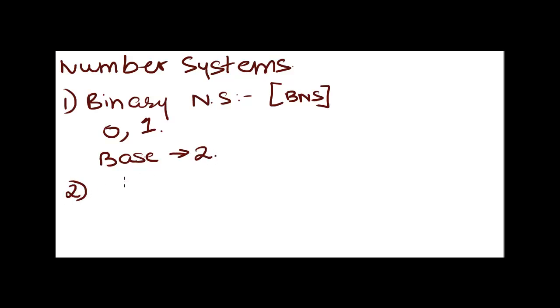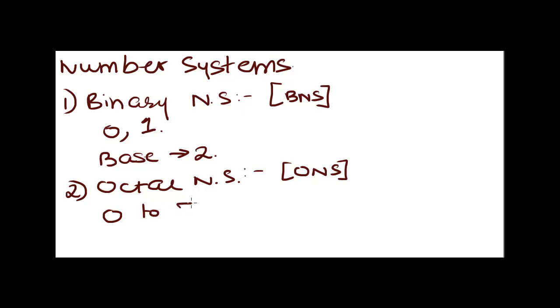Secondly, the next number system is known as the octal number system. I'm going to be denoting this as ONS, and the possible digits for this number system are 0 to 7. Now if we count the numbers from 0 to 7, we will see that there are 8 possible digits. That means the base is also 8.